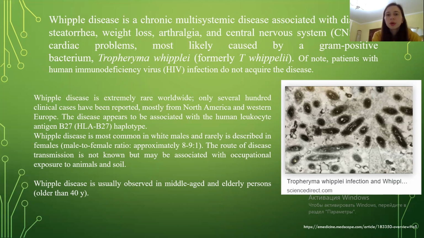Whipple disease is extremely rare worldwide. Only several hundred clinical cases have been reported, mostly from North America and Western Europe. The disease appears to be associated with a human leukocyte antigen B27 haplotype. Whipple disease is most common in white males and is rarely described in females. The route of disease transmission is not known, but may be associated with occupational exposure to animals and soil.